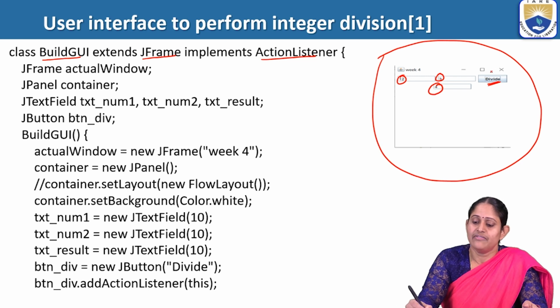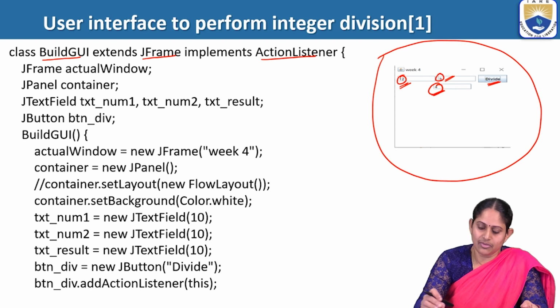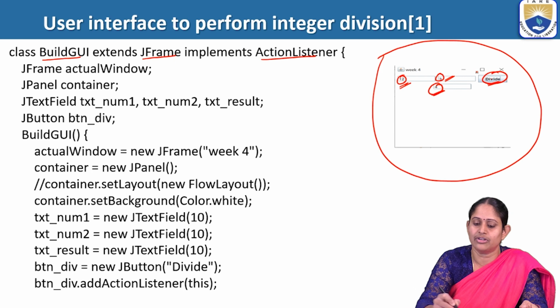When we click the button, the program will extract the values of these two text fields, perform the integer division, and then write the result back onto the third text field. So this is what the logic is. Here, on this divide button, we are implementing the action listener interface. We are registering this button for this action listener interface.